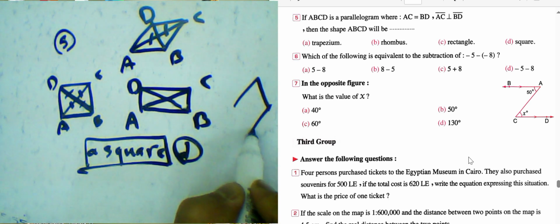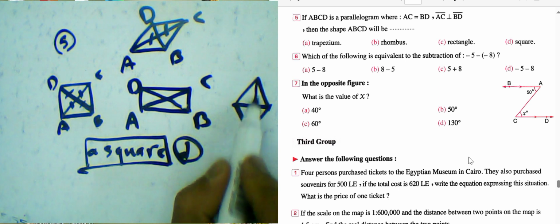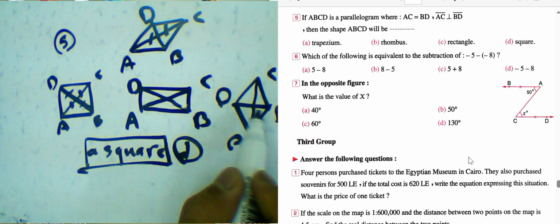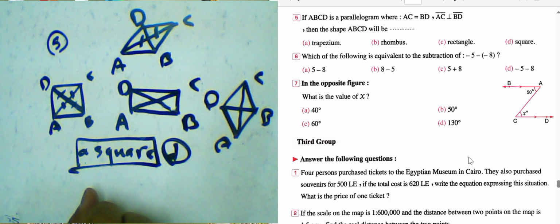If perpendicular only, we call it a rhombus. A rhombus is a parallelogram whose two diagonals are perpendicular. ABCD is a rhombus if two diagonals are perpendicular and not equal in length. And ABCD is a rectangle if two diagonals are equal in length and not perpendicular. And if both, it will be a square. Why? Because the two diagonals are perpendicular and equal in length. So we have two properties about the diagonals of a square. Okay, so you must choose letter D here.